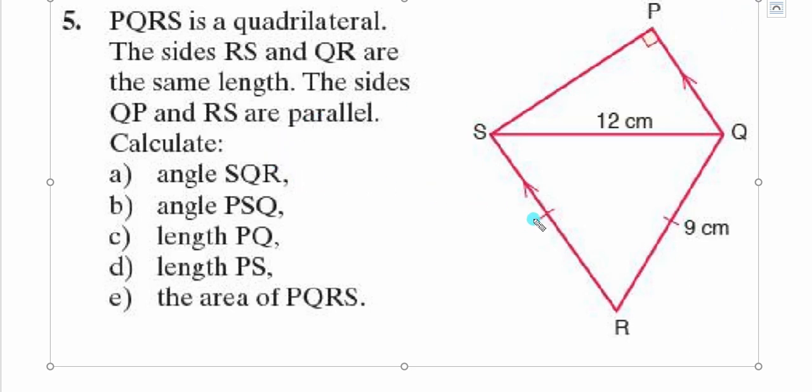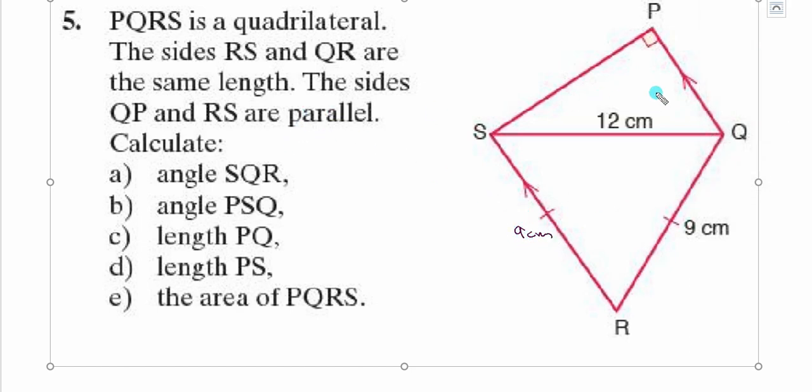Okay, now all the information is given, shown here. The equal lengths given are QP, RS and QR, so this is also 9 cm. Sorry, rub off. Okay, so this should be 9 cm.